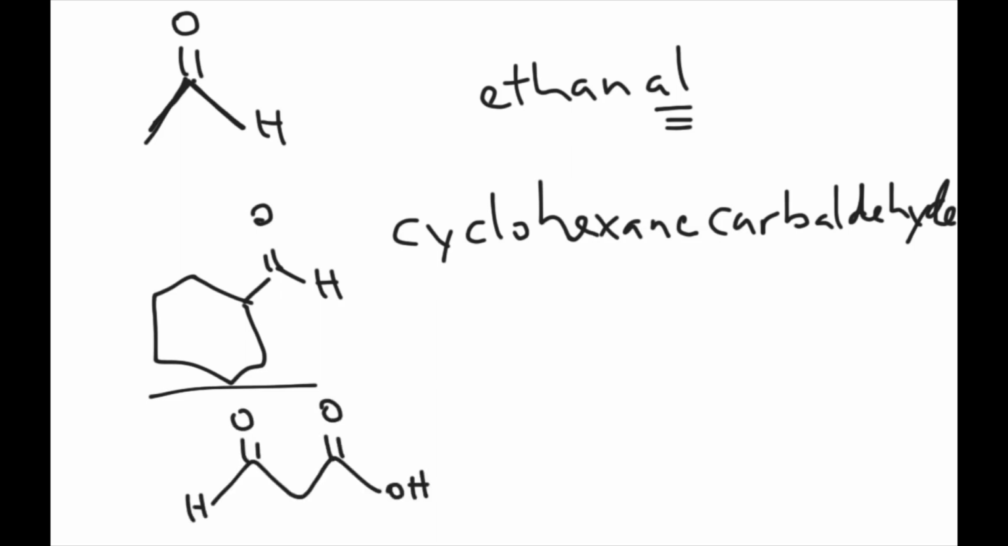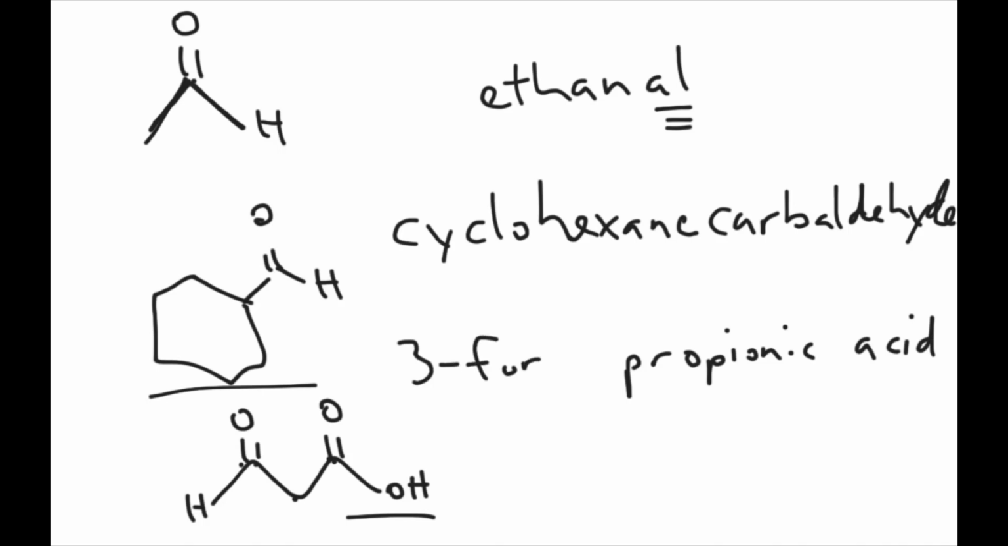And the last example I was trying to say is if it's lower priority, such as in the case of the carboxylic acid, I have 1, 2, 3 carbons. This is propionic acid. And in the 3 position, it's a formyl group now. So it's 3-formyl propionic acid.